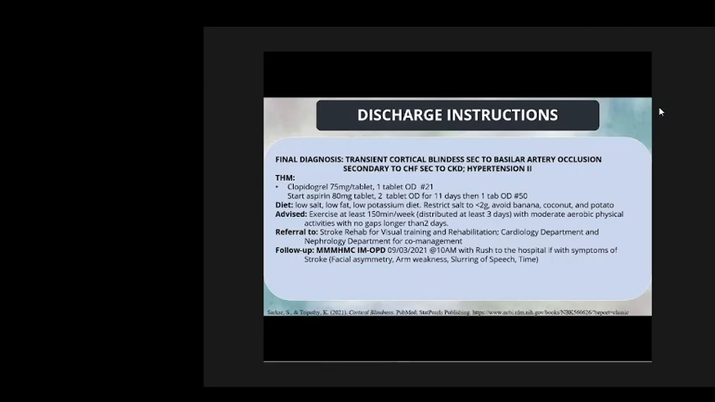Referral to stroke rehab for visual training and rehabilitation, and to the cardiology and nephrology departments for co-management. Follow up at our institution at 10 a.m., with rush to the hospital if with symptoms of stroke, such as facial asymmetry, arm weakness, slurring of speech, and we should act fast.